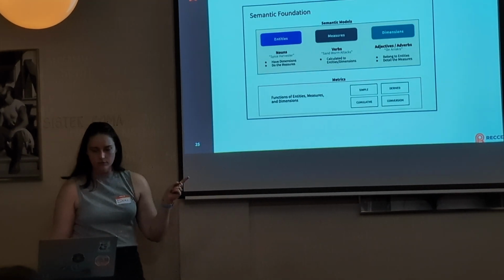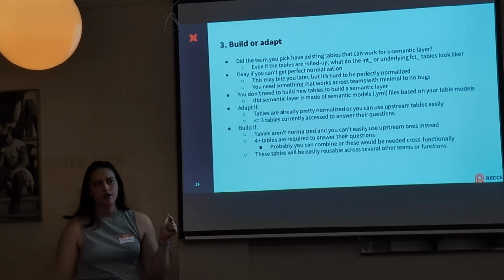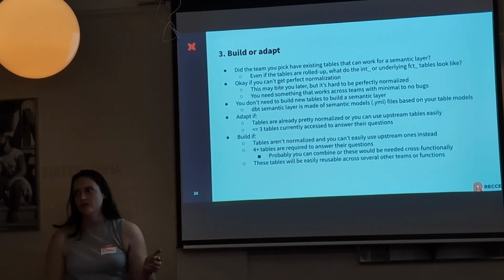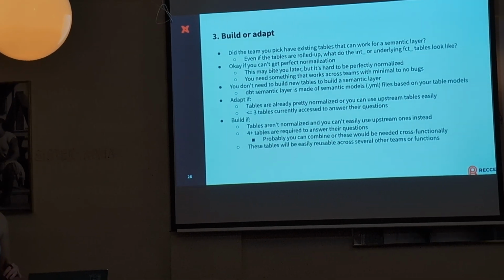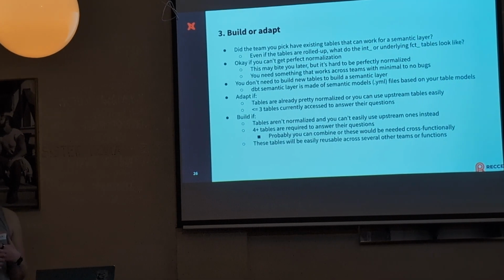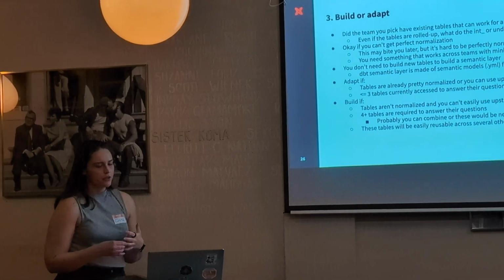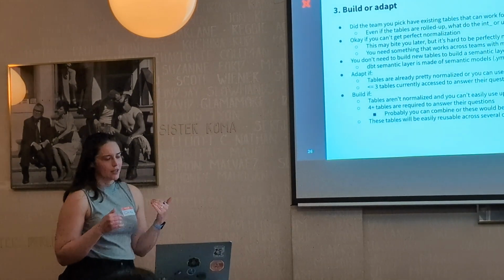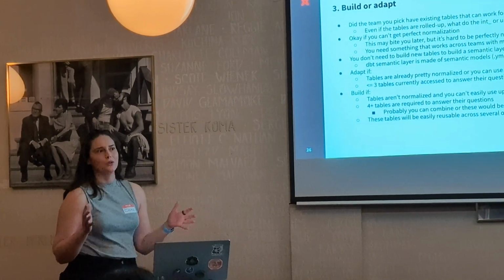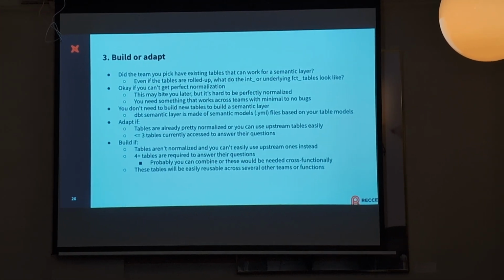Cool. All right, number 3. All right, so you picked out, you know what your entities are, your metrics, your dimensions, you know what's valuable, you've got your team, you've done that coordination. Now you're looking at your repo. Do you want to build these tables out that you need, or do you want to adapt what you already have? So first things first, do they already have rolled up tables? Do they already have normalized or denormalized tables? You want to look at that.